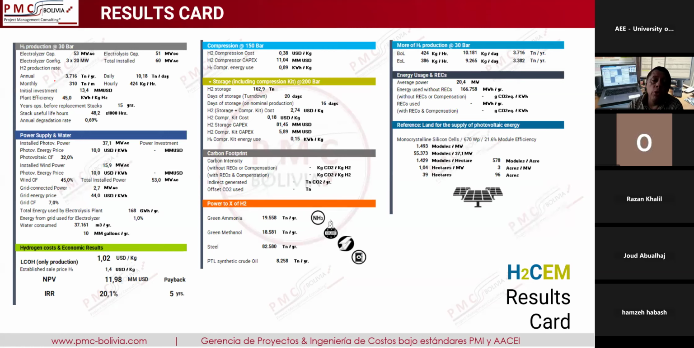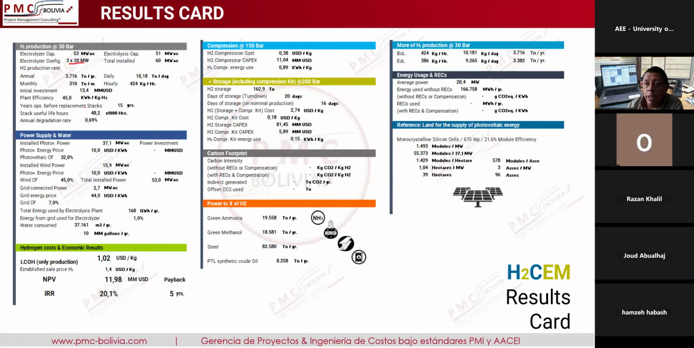Result cards. You can see here many output data. It is very important because it helps to make decisions and analysis. We can see the best scenario, the best configuration. So we can see many issues that we can solve with the result cards. For example, for hydrogen production at 30 bars, we can show the electrolyzer configuration.